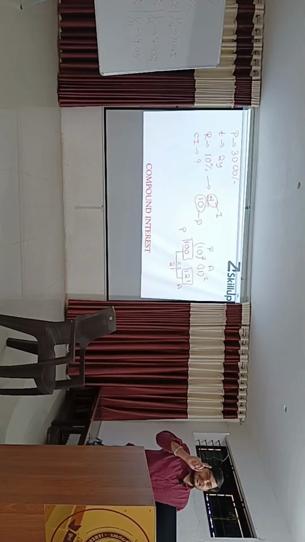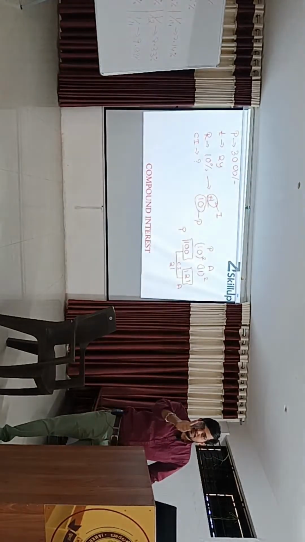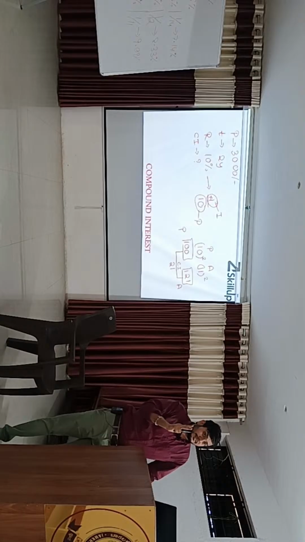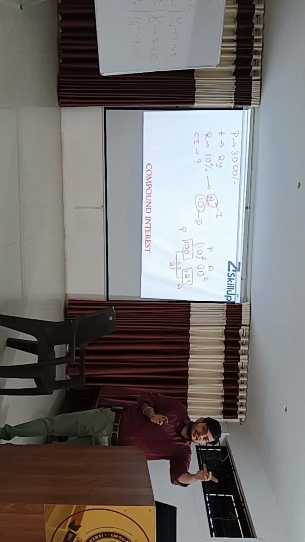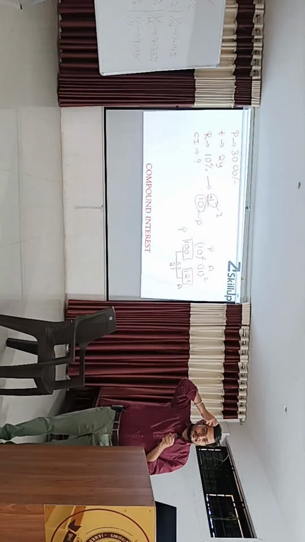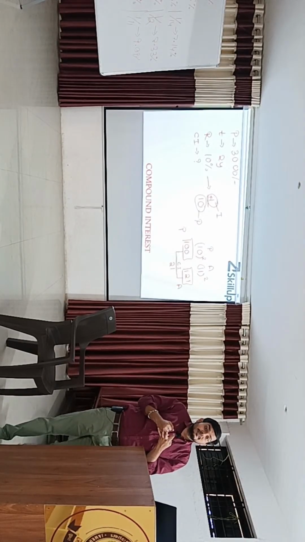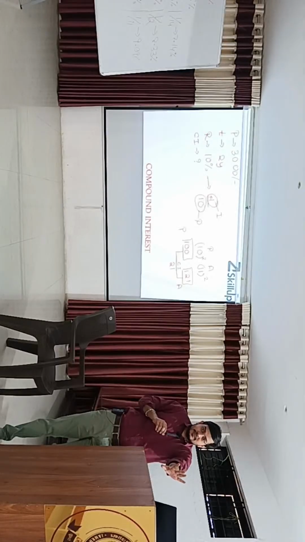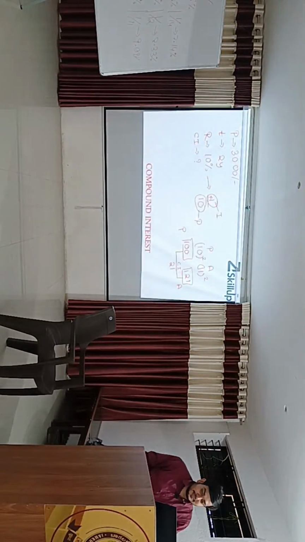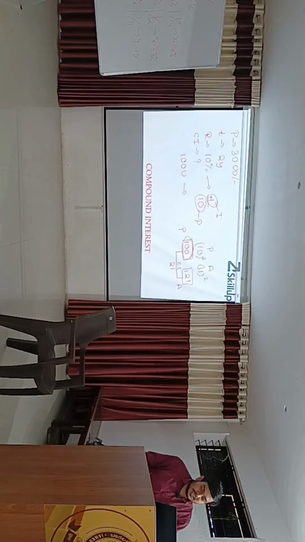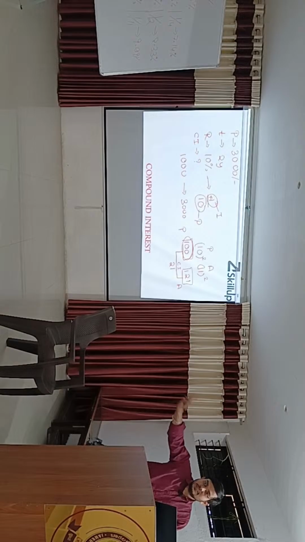Now tell me, what is given in the question? Did they give the principal, the interest, or the total? Which value is given? The principal is given. How much is the principal? 3000. So I am saying 100 units equals 3000.